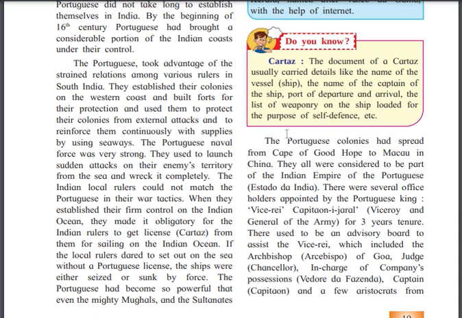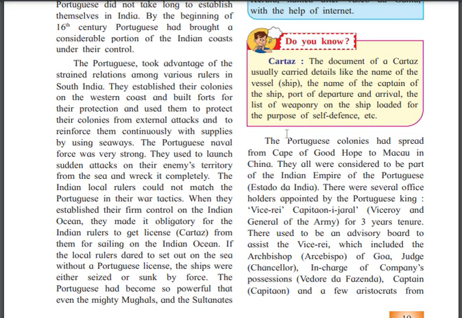Indian local rulers could not match the Portuguese in their war tactics. The Indian rulers did not match the strength of their military system and war techniques, because Portuguese tactics were very different from the Indian. So that's why the Portuguese military, the naval force, was very strong.